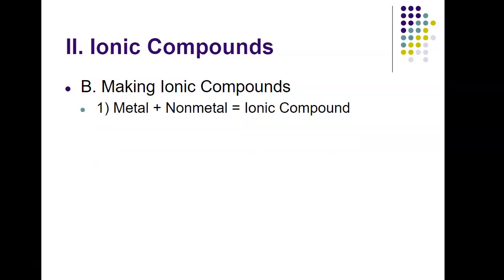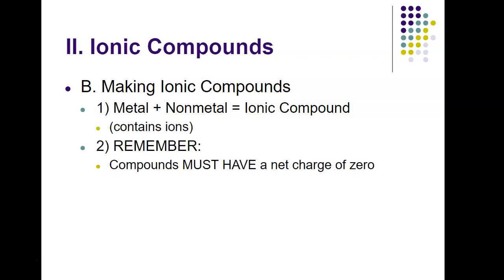Okay, so if we're going to make ionic compounds, we want to keep a couple things in mind. First, it has to be a metal and a nonmetal to make an ionic compound. Okay, we have to be able to get to that net charge of 0. Metals have positive charges, nonmetals have negative charges, so we have to be able to balance them out. We can't have something with a 2 plus and something with a 3 plus coming together because they're not going to be able to cancel out to get to 0.